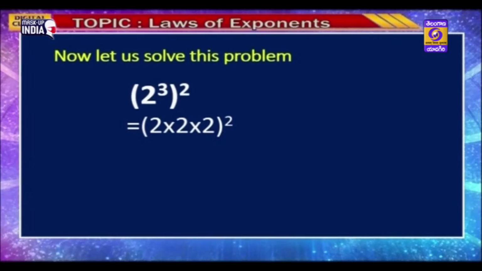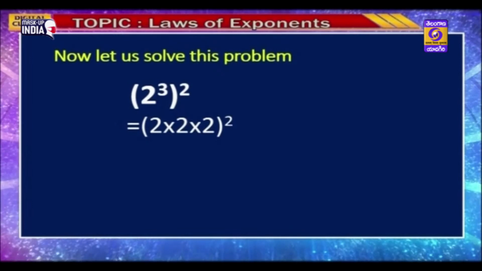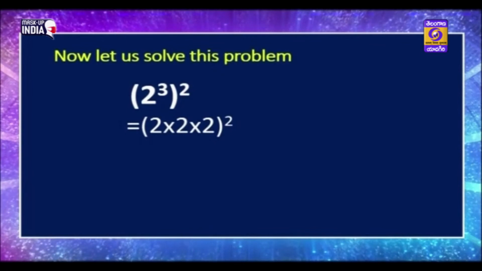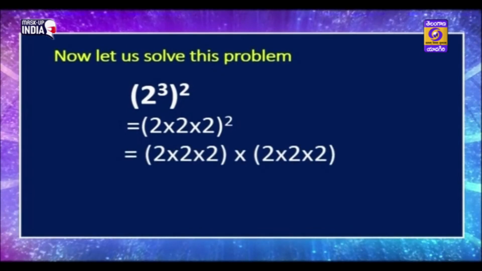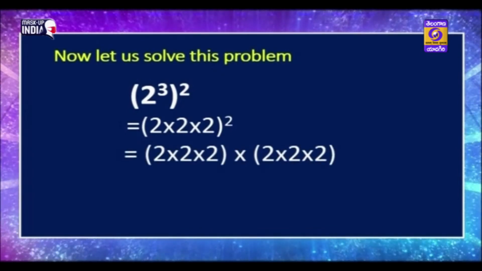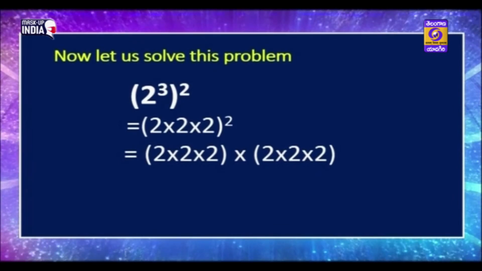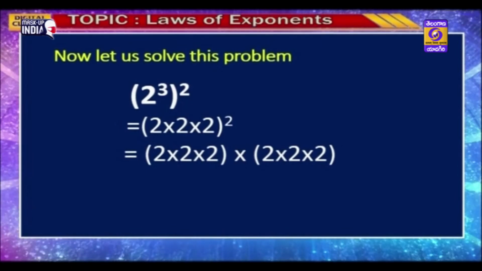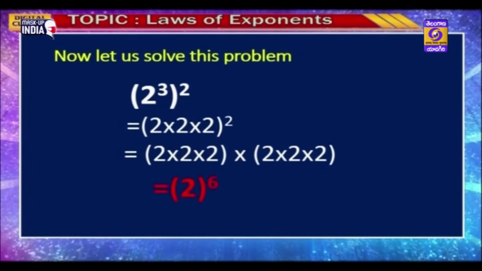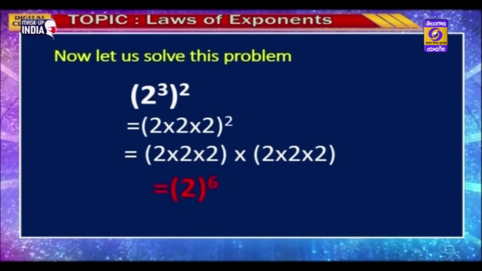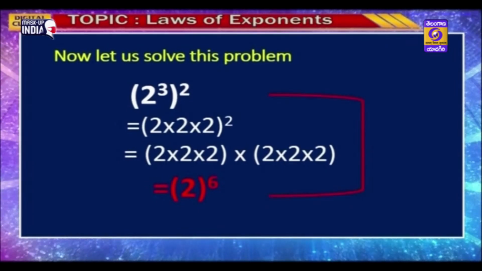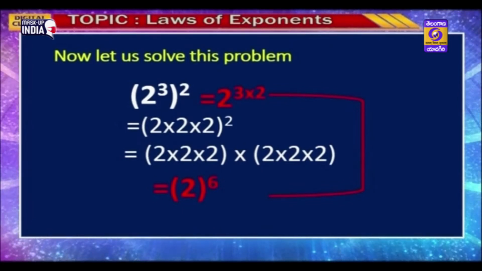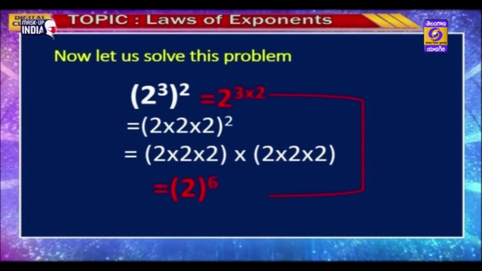And observe here, bracket is there. Bracket should multiply how many times? 2 times. Like this. That is, the bracket which contains 2 into 2 into 2 should repeat how many times? 2 times. Now, how many 2's are there? There are 6 2's. So, the answer is 2 to the power of 6. So, here 2 to the power of 6 means 3 is multiplied with 2. Then only you will get 2 to the power of 6.